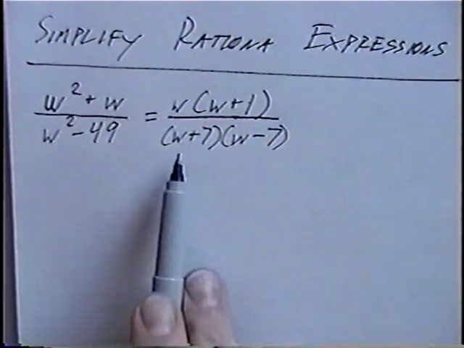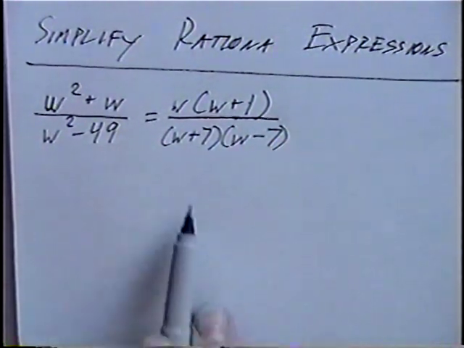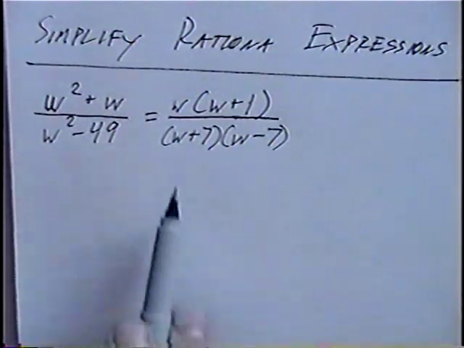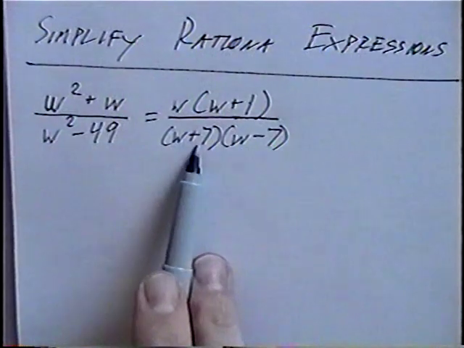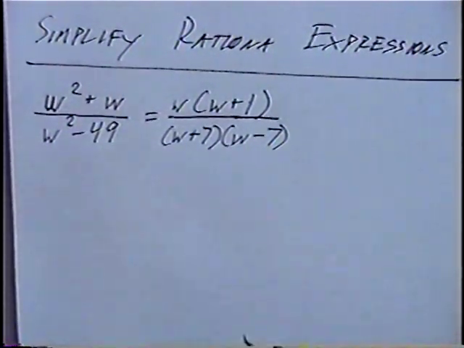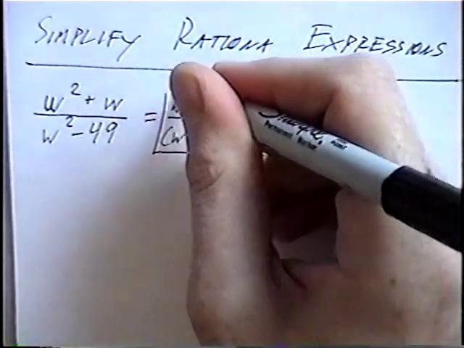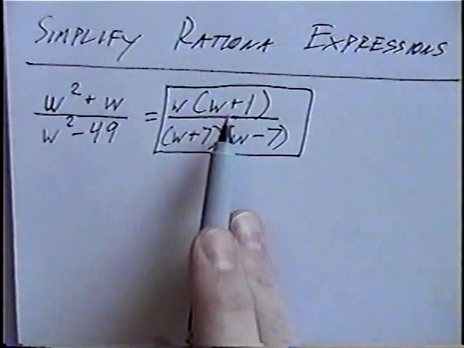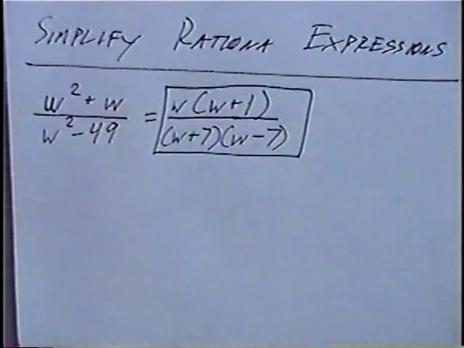To simplify, you want to check and see if any of the factors are the same on the numerator and denominator. In this case, they're all different. To cancel out a w, it has to be w just by itself. To cancel out w plus 7, you'd have to have w plus 7 in the numerator. In this case, nothing cancels, so your final answer in factored form would be w plus 1, divided by w plus 7 times w minus 7.